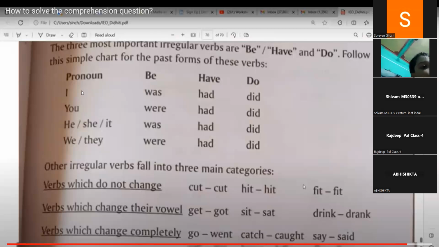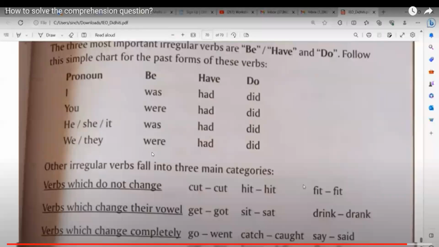Okay, so for the pronoun I, we use was. Which type of be verb do we use? We use was for making it past tense. See, for I, he, she, it, we use was. And for we and you, we use were. We, they, these are all plural forms. So for plural, we use were. And for you, we use were. And for the singular form, that is I, he, she, it, we use was. Is it clear to everyone?